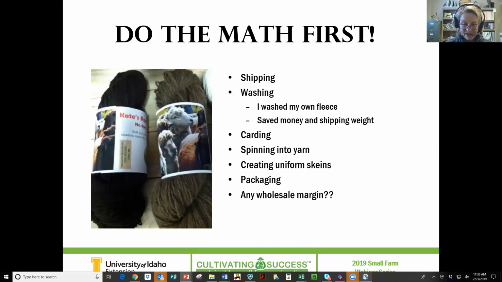And besides just having somebody else do it for you at a mill, which seems like a good idea, you've got to ship it. I would usually wash my own fleece to save money and shipping weight. In the summertime when it's really hot, it's not that hard to do.